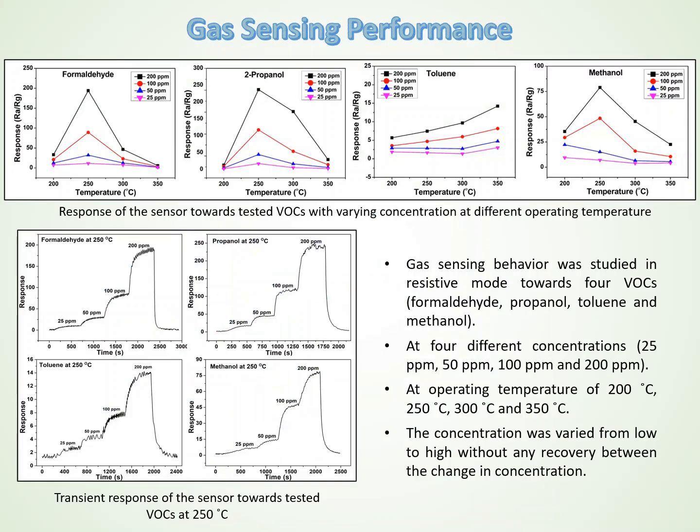The gas sensing behavior was studied towards formaldehyde, propanol, toluene, and methanol at four different concentrations. The sensor was operated at different operating temperatures. It is clearly evident from the response values that the sensor is sensitive towards all the VOCs and not selective at all. The transient response was recorded in a fashion that there was no recovery. The concentration was varied from low to high ppm, and the change in concentration was followed only after saturation.